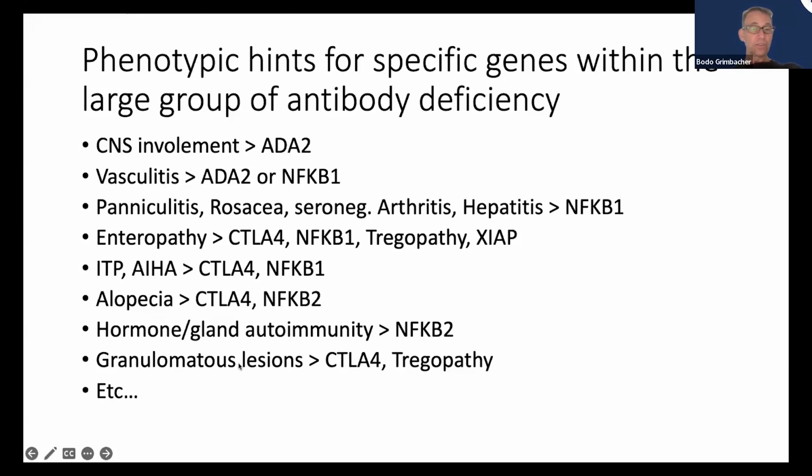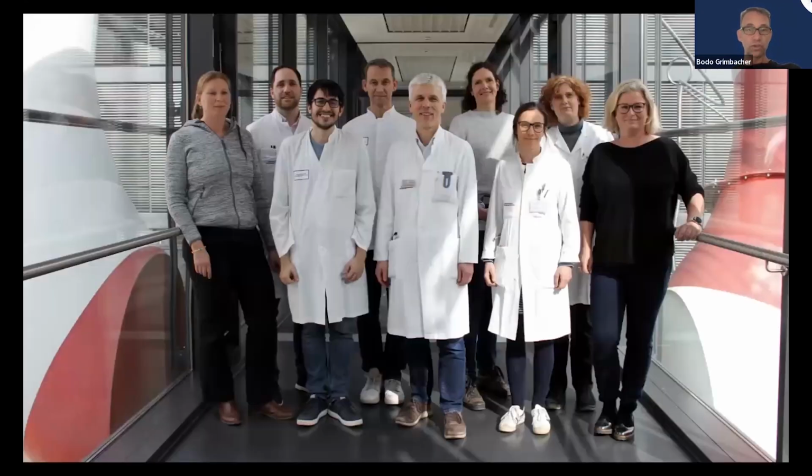If you see granulomatous lesions, it's maybe CTLA4 or LRBA or any other Treg disease, and so on and so on. So these phenotypic cues are important to communicate to your human geneticist so they have an easier go to interpret the result.